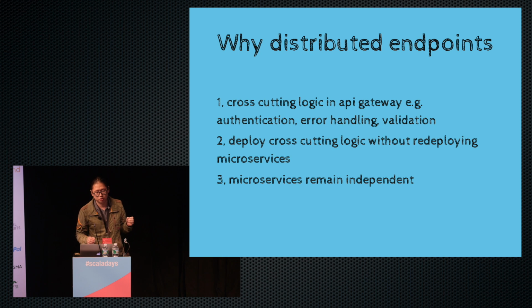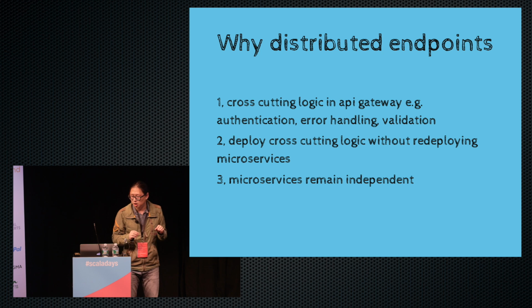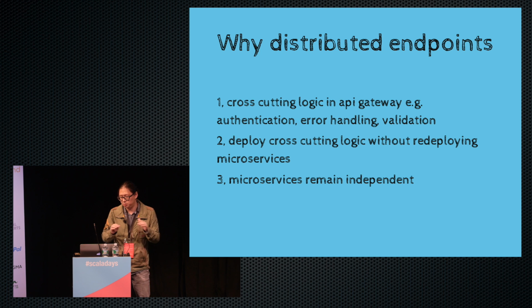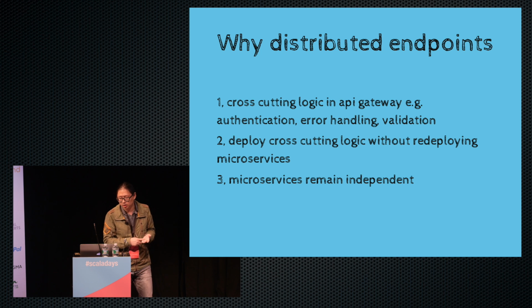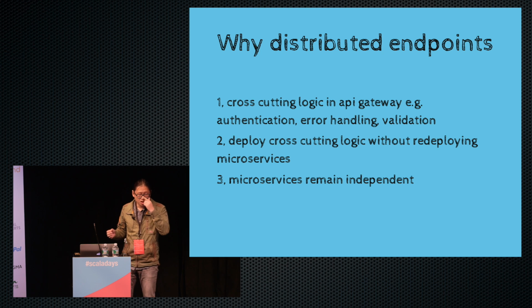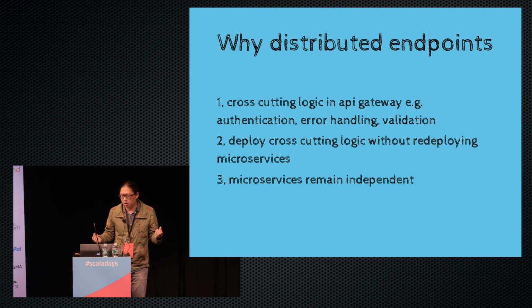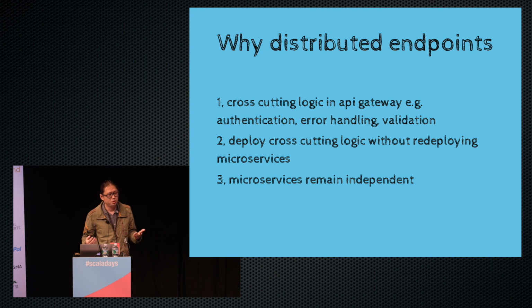It allows you to implement cross-cutting, HTTP-related API logic in the API gateway. For example, authentication, error handling, and validation can all be implemented in the API gateway. That allows you to deploy cross-cutting logic without redeploying microservices. One common example: I have authentication, and a lot of my microservices need it. Now I change the logic. What does that mean?